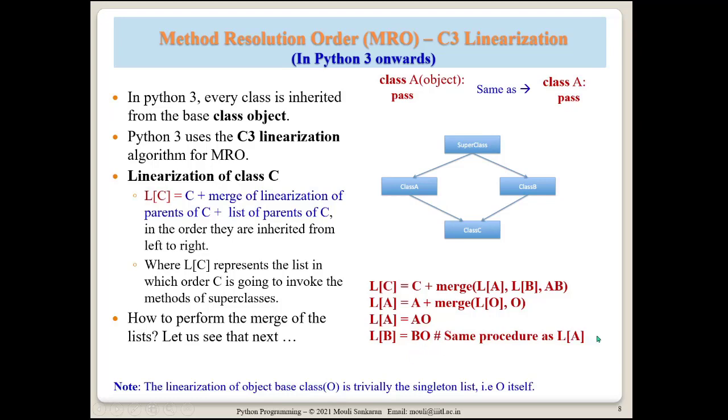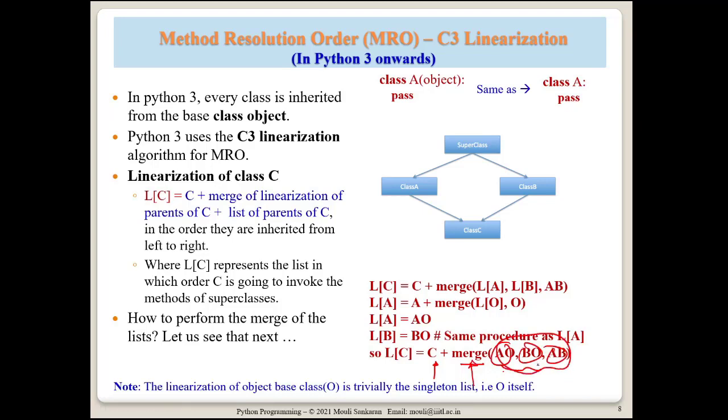That means I am going to search in this A. This list says you search in A and then search in O. This list says you search in B, then search in O. That's what it means. Okay. Now you need to combine all of them for LC, which is you make a C merge of AO, BO, and AB. Now you need to understand how you are going to merge them all together.